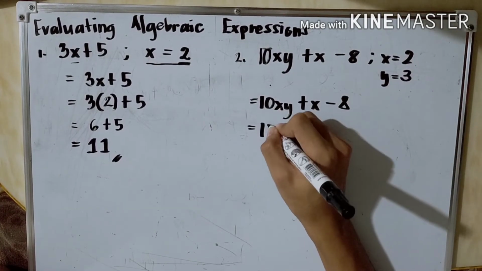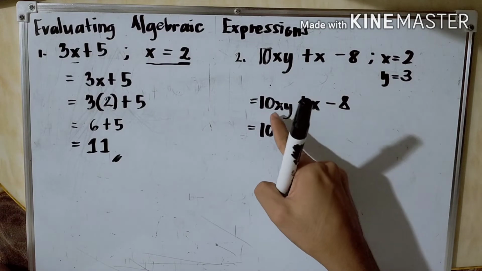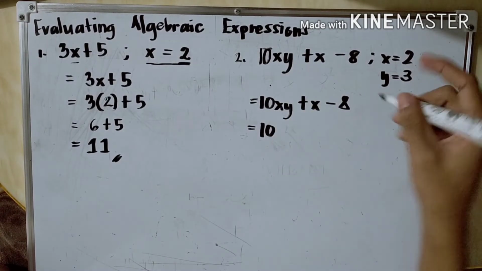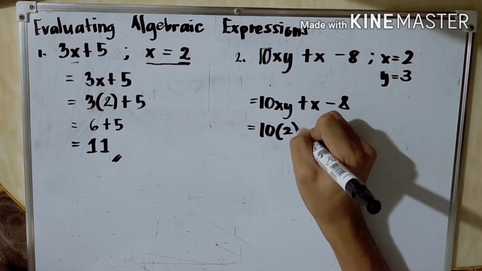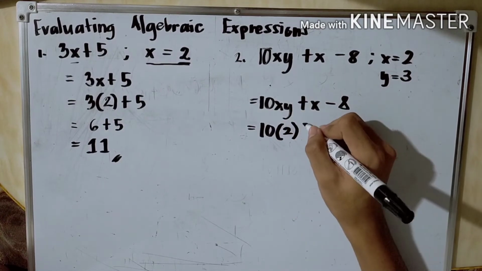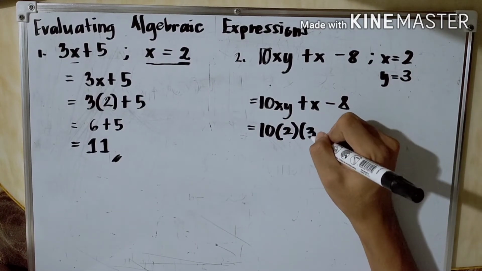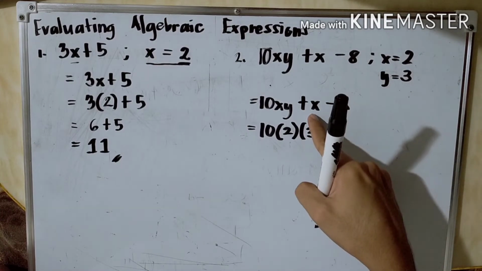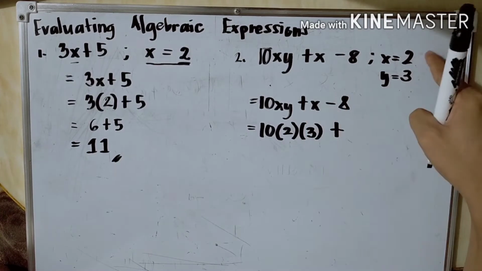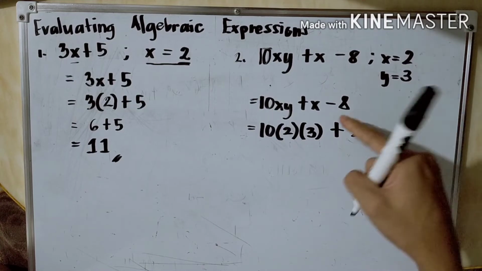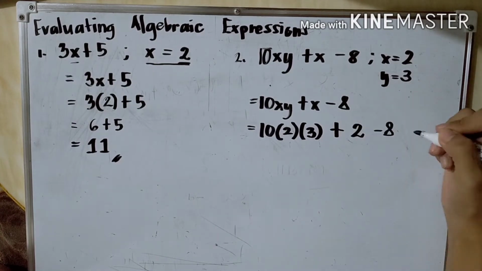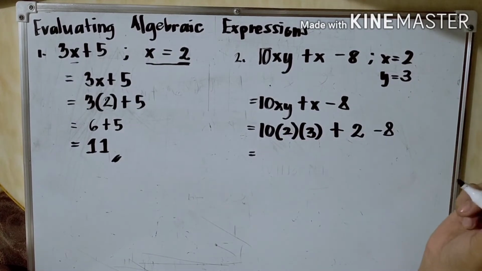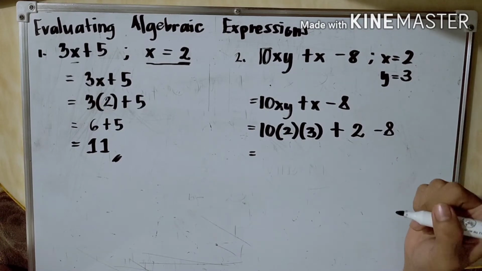Then just copy the numerical coefficient. Ang isa-substitute natin sa x is 2. So, multiply it by 2. Ang ipapalit sa y is 3. So, multiply it by 3. Plus, anong isa-substitute natin sa x? Again, 2. Minus 8. Then, according sa ating PEMDAS rule, multiplication muna.